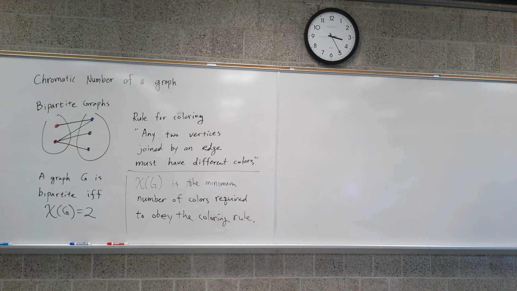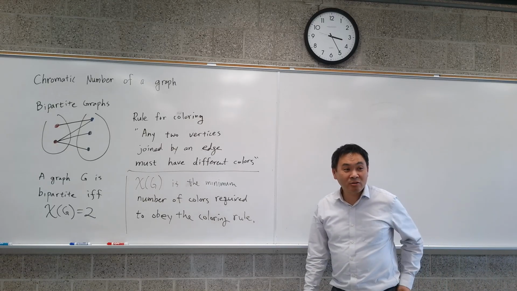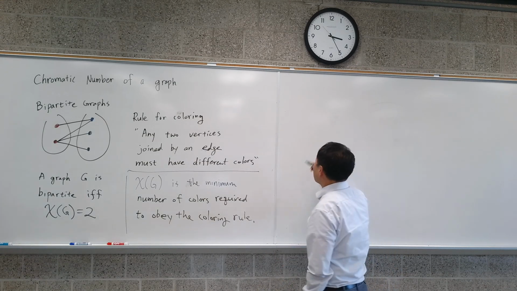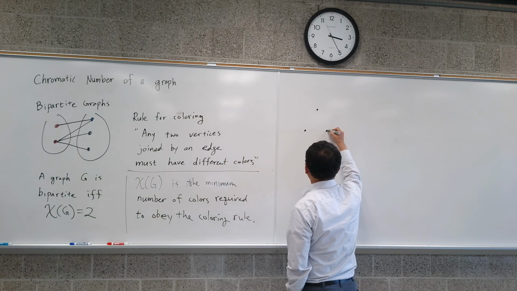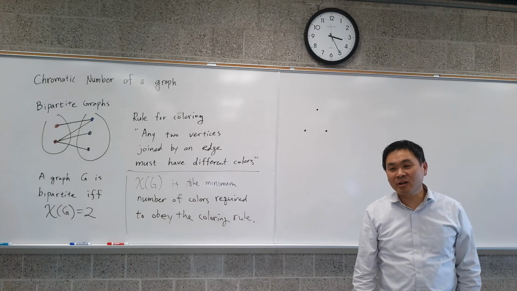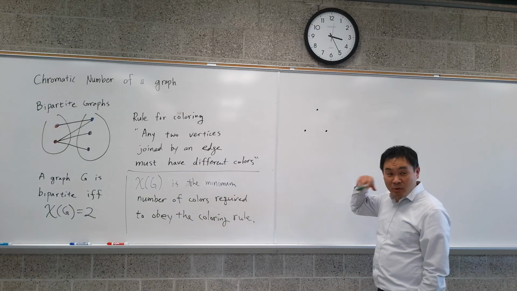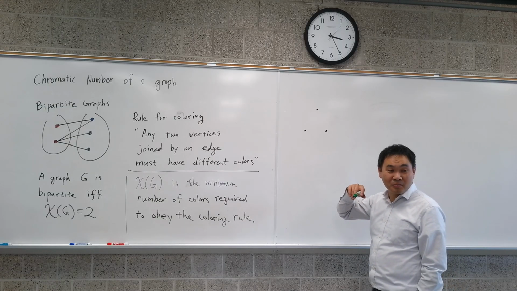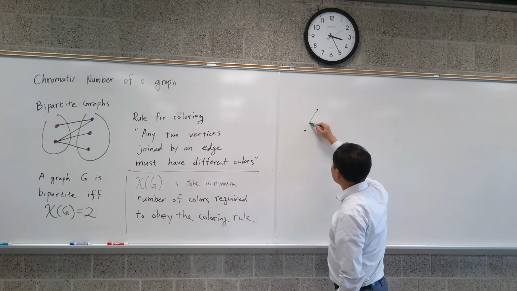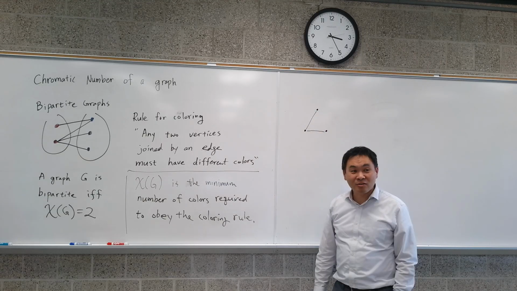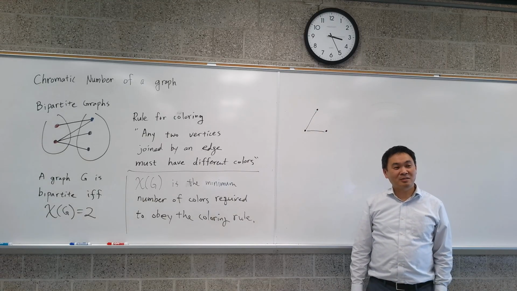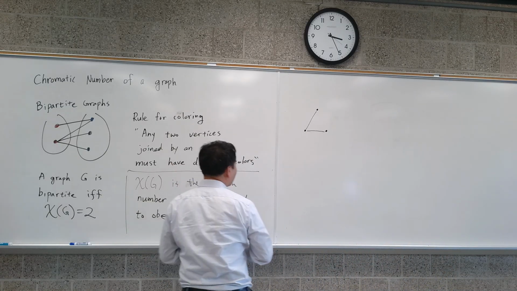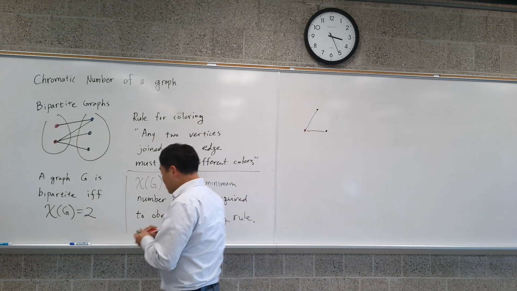Now, can you think of a graph that would require 3 colors? The simplest one? Well, for 3 colors, you need 3 vertices, right? So what kind of graph with 3 vertices requires 3 colors? Okay, let me ask this. If you just have this, how many colors do you need? 2. You can put this as red, right? And the 2 other ones are blue, right?